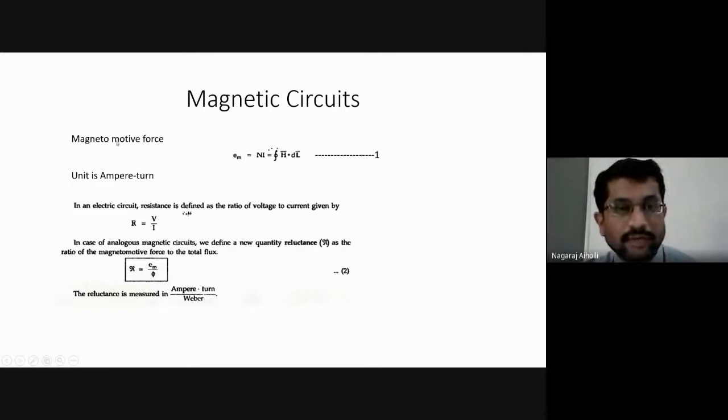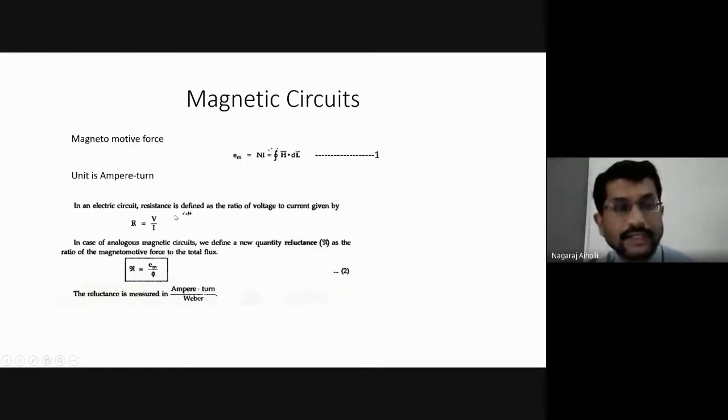Similarly, we have the magnetomotive force, which is given by the equation MMF is equal to N into I, the number of turns into current flowing through the coil. That is the closed line integral H bar dot dl bar. This is the equation for the magnetomotive force. And the unit of the magnetomotive force is ampere turn. It is the product of the number of turns and the current flowing through the coil. That is what is called as the magnetomotive force.